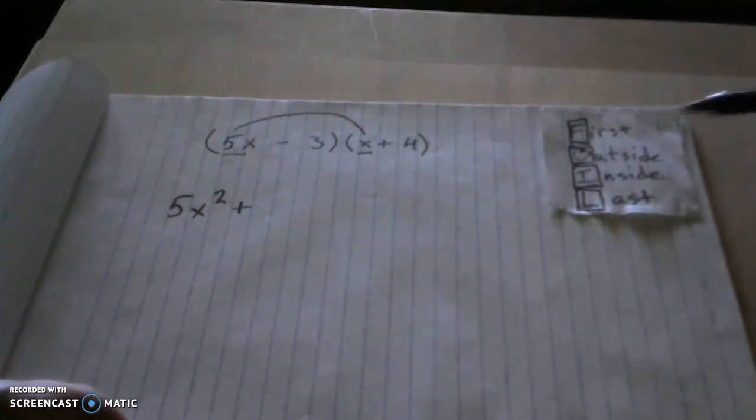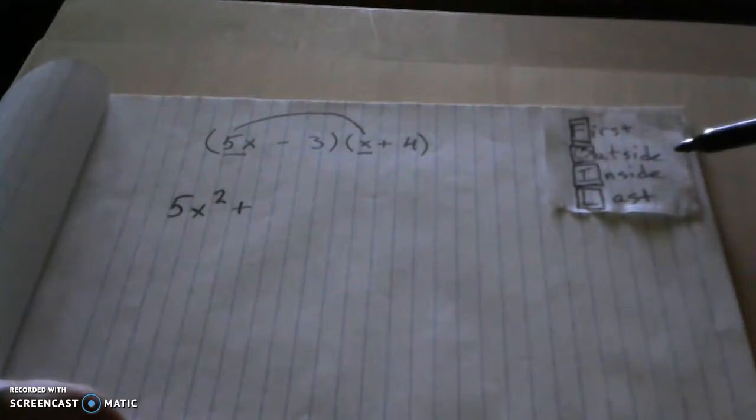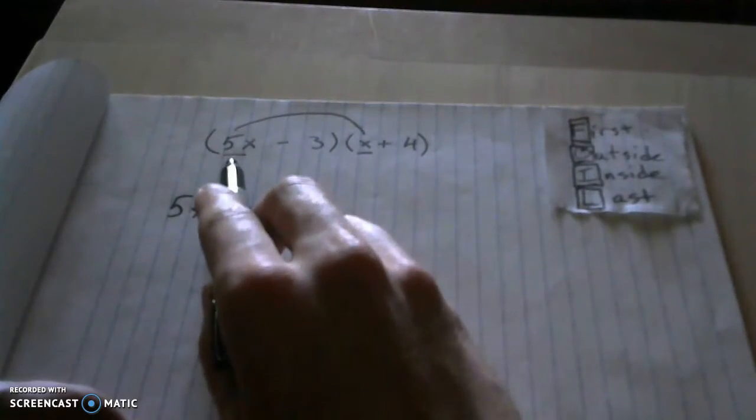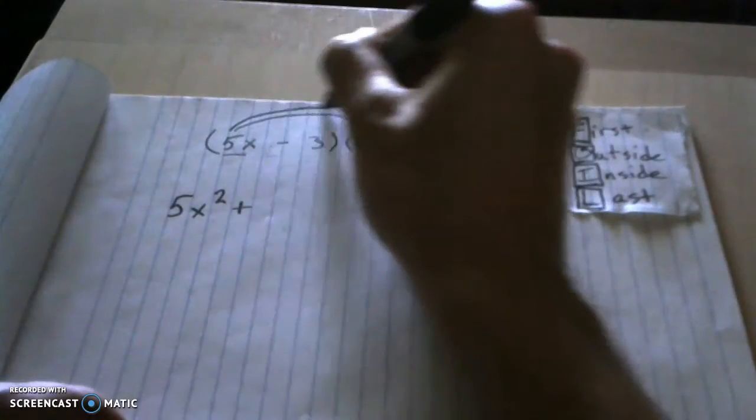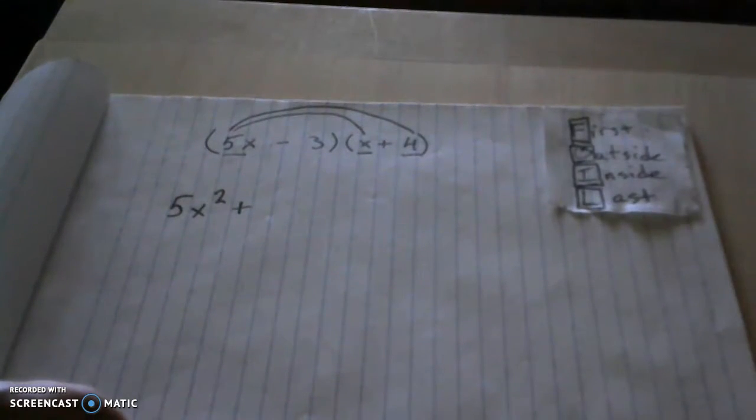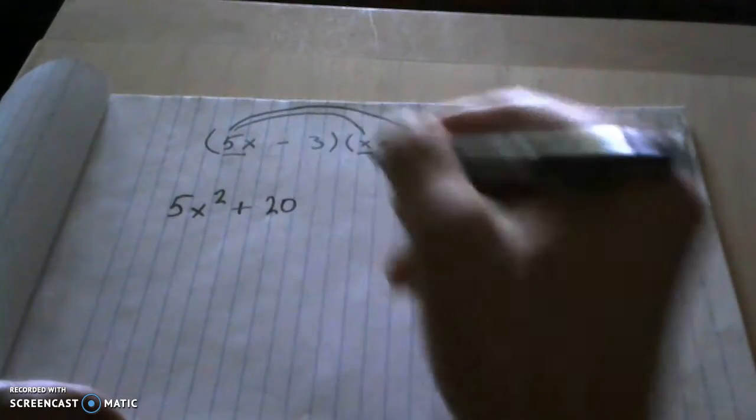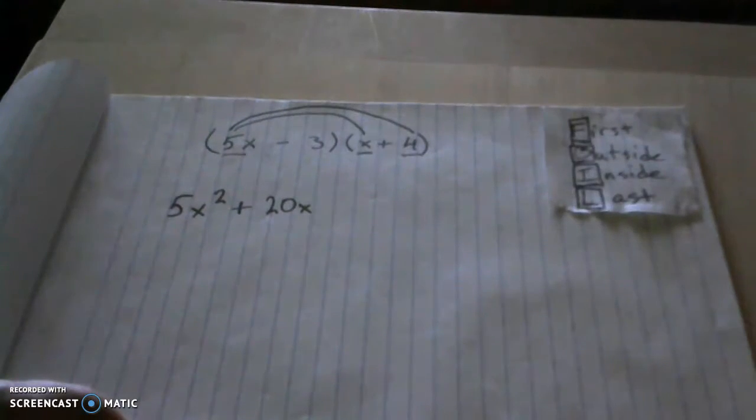And so we've done the first. Now let's look at the outside. What do we have? We have 5x times 4. So 5 times 4 is 20. But it's not just 5, it's 5x. So we'll make sure to put the x there. And there we go. We've now done the outside numbers.